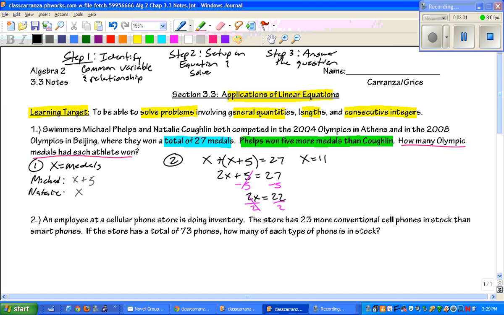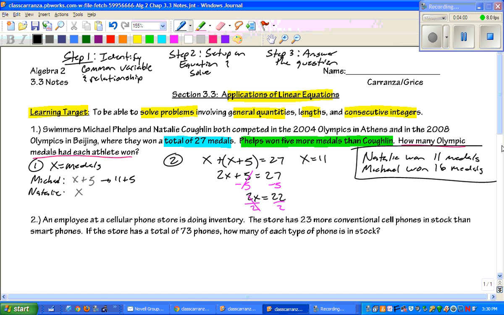Now, next thing we have to do is answer the question. How many did each one win? So Natalie won 11 medals, and Michael won X plus 5, so that's 11 plus 5, so he won 16 medals. Okay, and that's it for problem number 1.